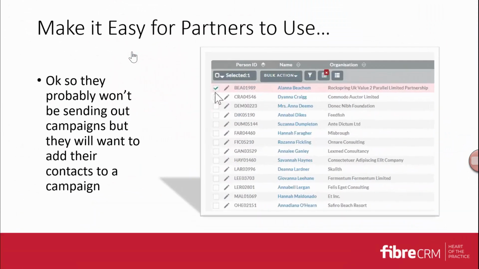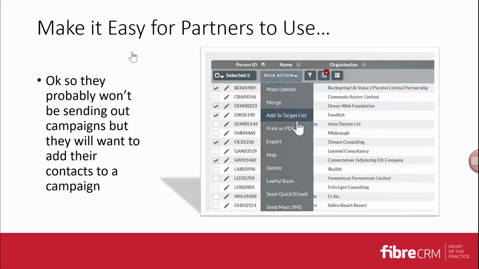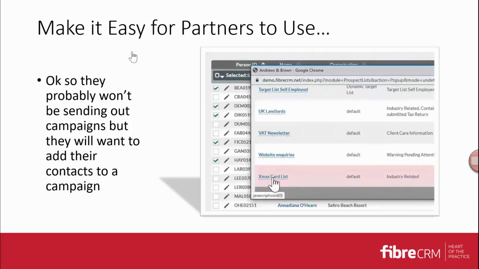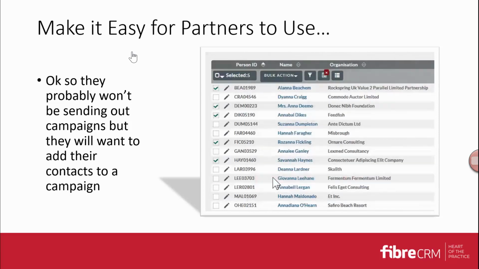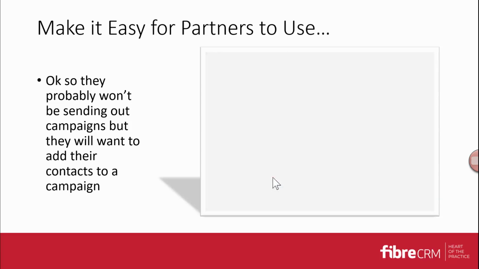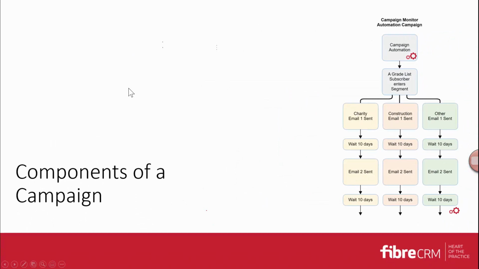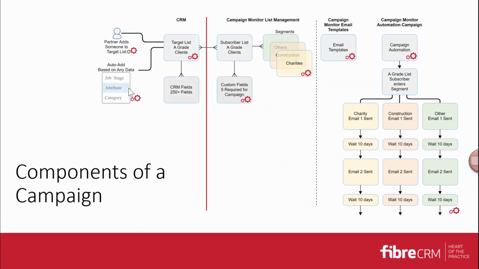In this case, we're just going to want to maybe add a few clients, so they just tick a few boxes, choose the action and add them to a target list. This will give them a list of all the target lists that you've got. They pick the list they want to put those people in, and away they go, and then that job is done. So as far as the partner is concerned, that is all they need to do to send a communication, a drip campaign to an individual.